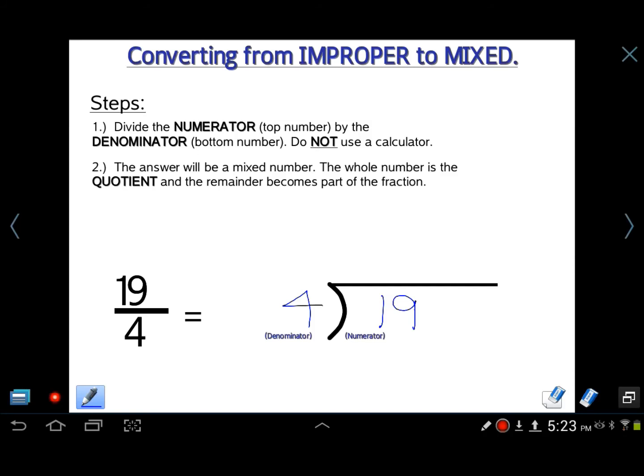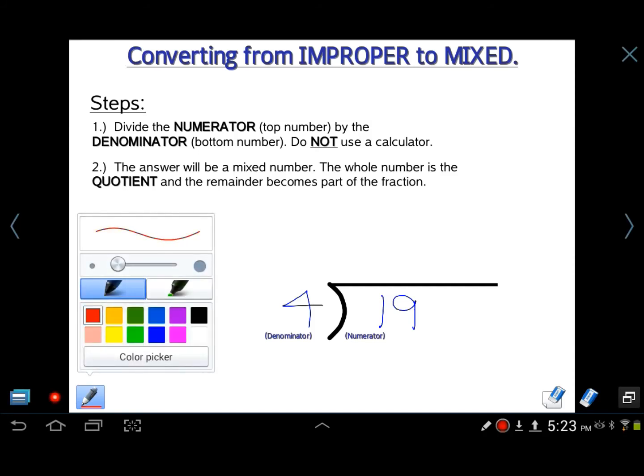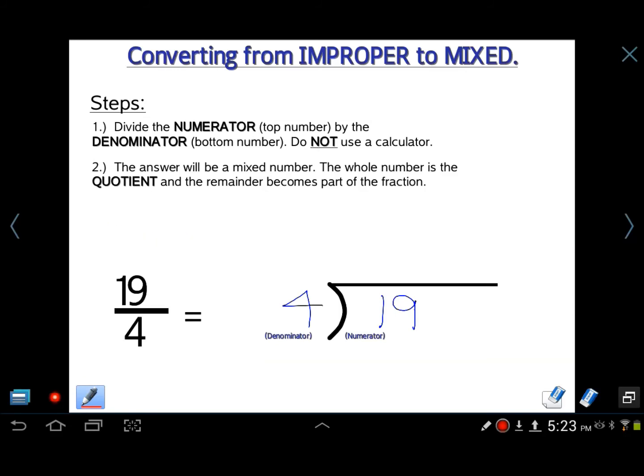So right now I'm going to go through this and start doing some of the arithmetic. 4 divides into 19 4 times. There's my whole number. Now multiply. 4 times 4 is 16. So I'm going to put minus 16 here. And 3 is what's left over.